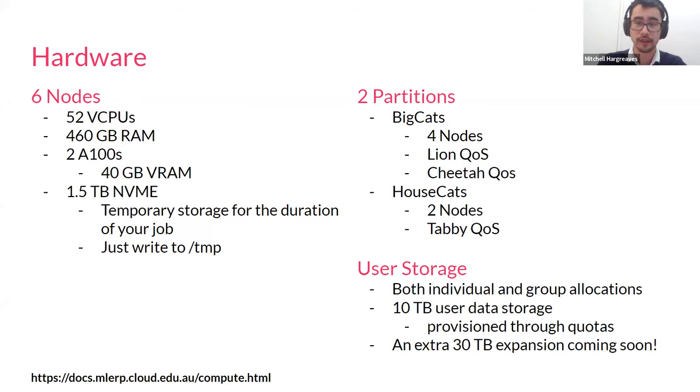We also have the cheetah quality of service, which is designed for fast, small wall time jobs. And this is ideal for your dask workers. That's why we have 20 jobs here. So if you, for example, wanted to spin up a whole bunch of jobs so that you could rapidly pre-process your entire dataset, this is the quality of service for you.